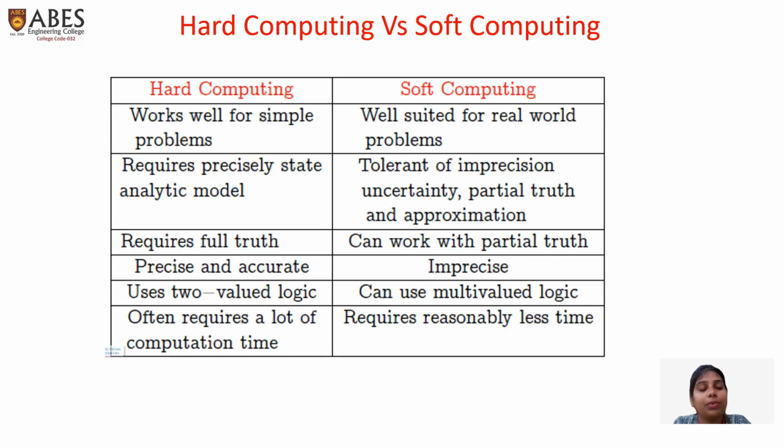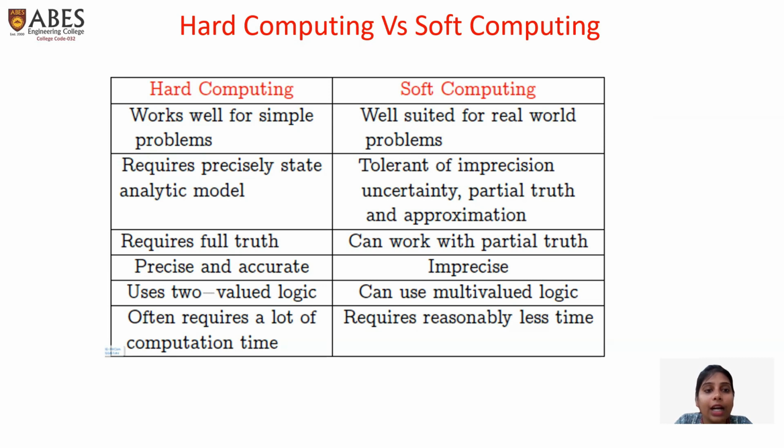Here are some basic differences between hard computing and soft computing. The first one is hard computing works well for simpler problems where the problem is simple and the result can be predicted in the form of 0 or 1. It can be verified in the form of true or false. But soft computing is well suited for real world problems. It can be used in banking problems or in stock marketing where the values are only approximated. The value is not fixed. So it is well suited for real world problems.